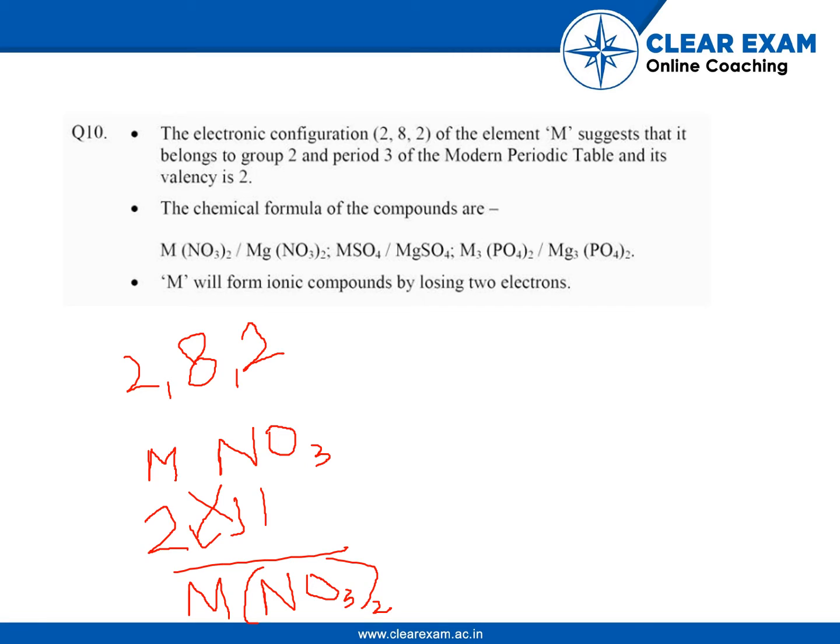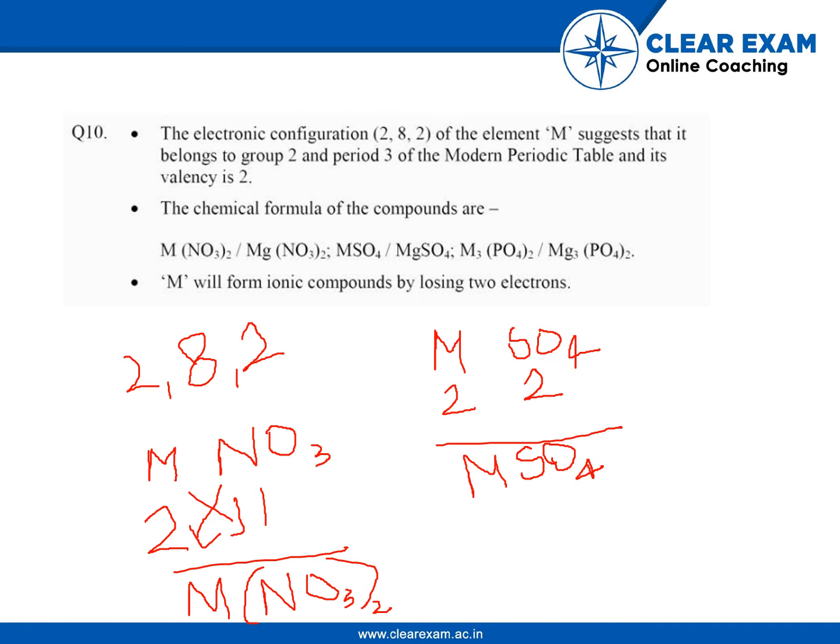Now for the second compound, which is SO4 with valency 2. So here is M and SO4. Both of them have the valency 2. And therefore the valency 2 will get cancelled and the compound formed will be MSO4.